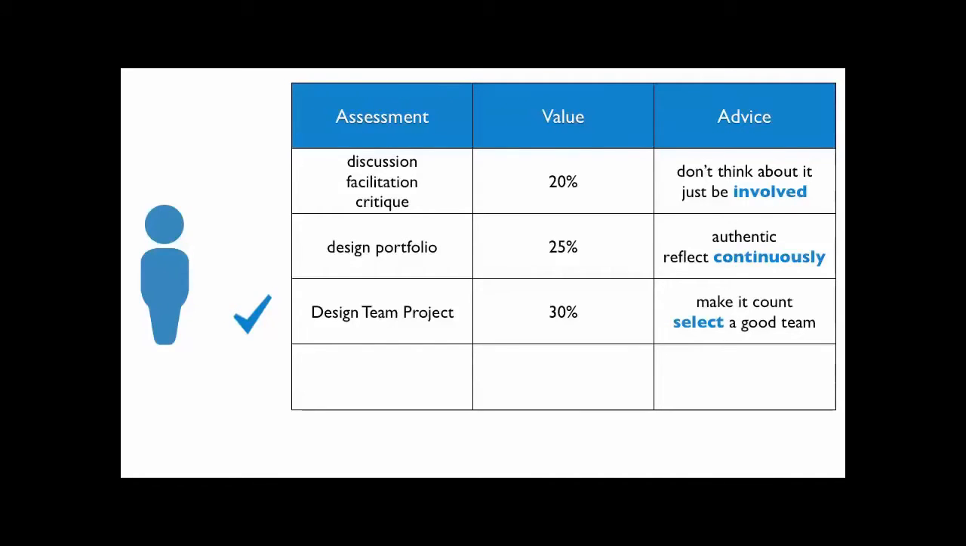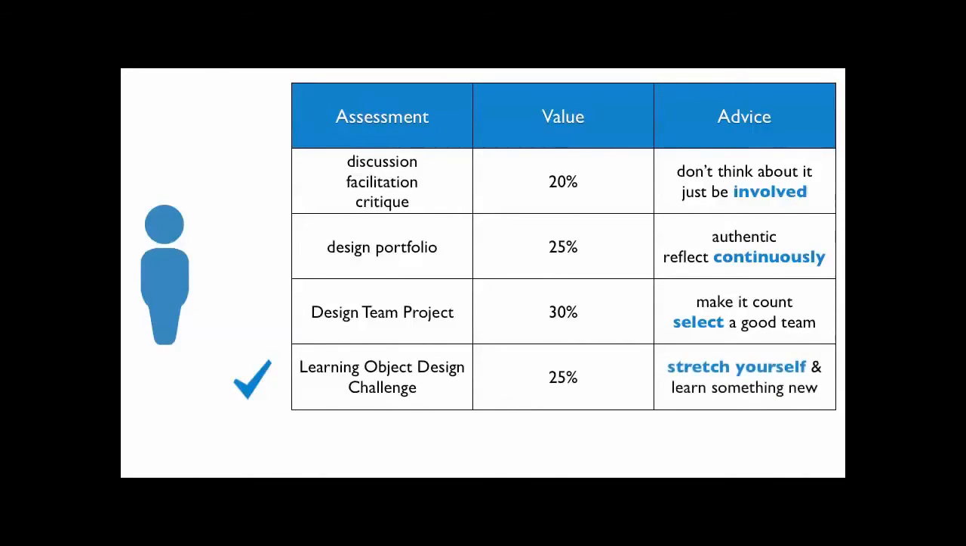The fourth point of assessment is a design challenge where you will be asked to create a learning object. This assessment has a value of 25% and is your opportunity to demonstrate your understanding of graphic design, digital technology, and learning overall. As with the team project, what this looks like is entirely up to you and will be determined in the planning stage of the course. My advice for this one is to try something new and stretch yourself a little bit. Go outside of your comfort zone. Pick that one thing that you've always wanted to learn and do it. Learn it.